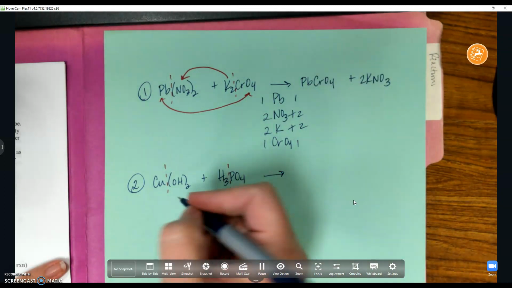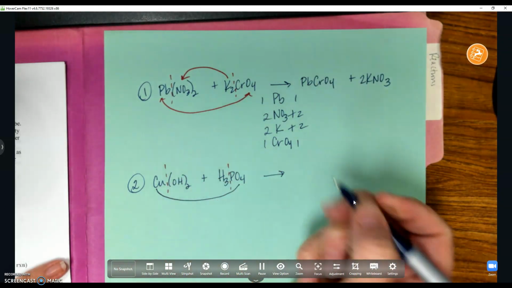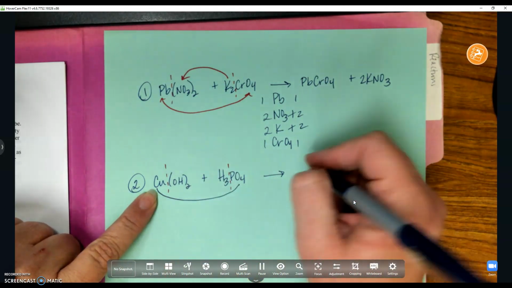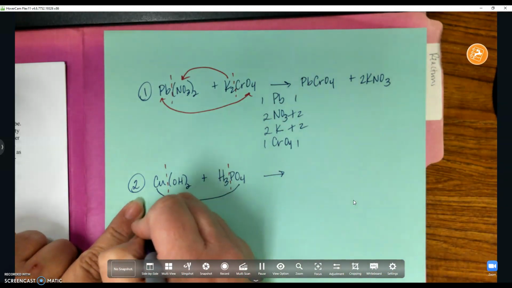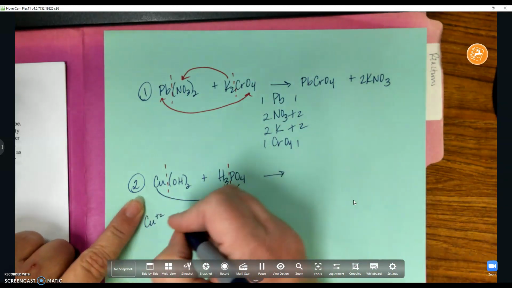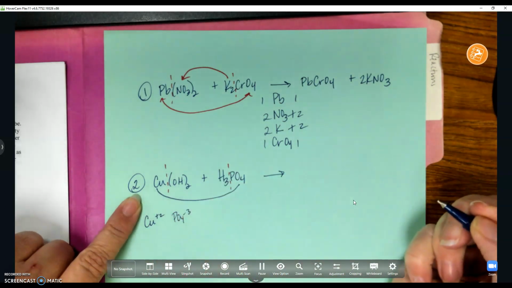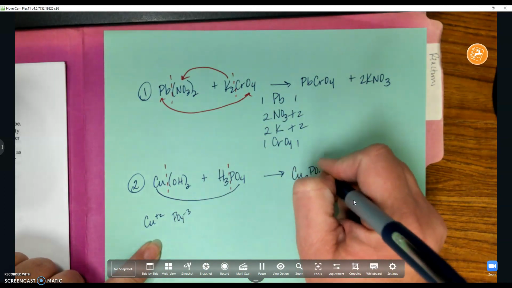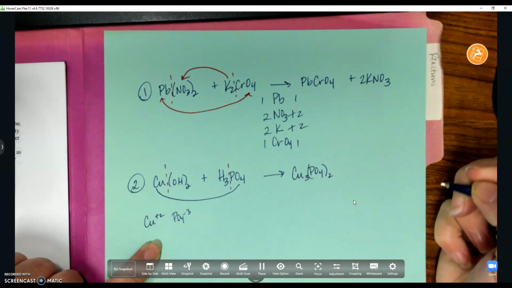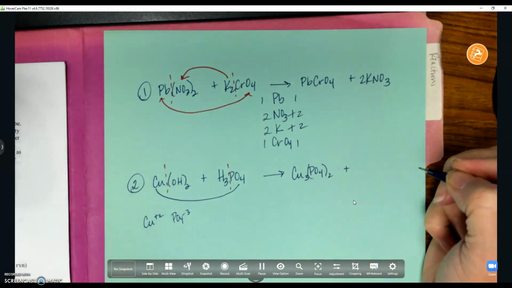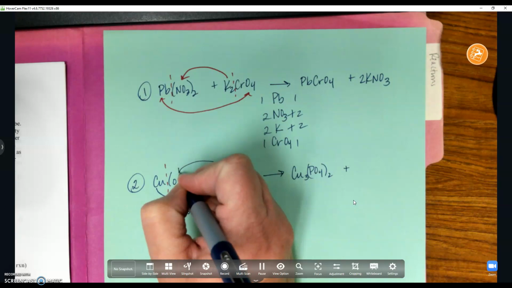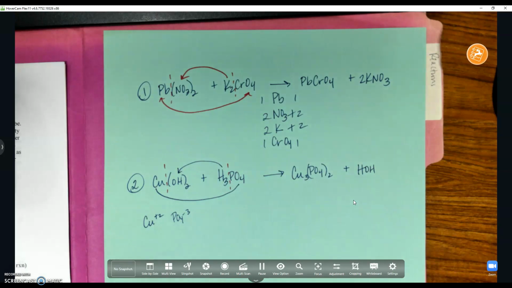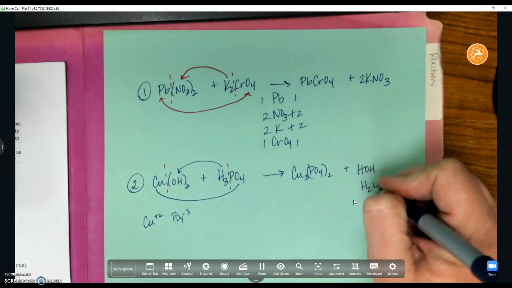And now we're going to join the outside and outside. We know that this copper is plus 2 because it has 2 hydroxides attached to it. So I'm going to put it off to the side. That's Cu plus 2. And then that phosphate is going to be PO4 minus 3. So I'm going to need to combine them as Cu3(PO4)2. And then the other one it's going to make is going to be hydrogen connecting with that hydroxide, which we know is HOH, hydrogen hydroxide, or you could write it as H2O.